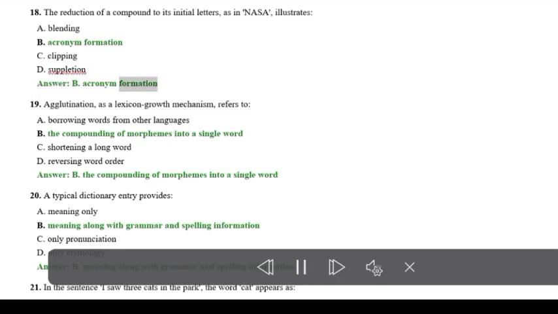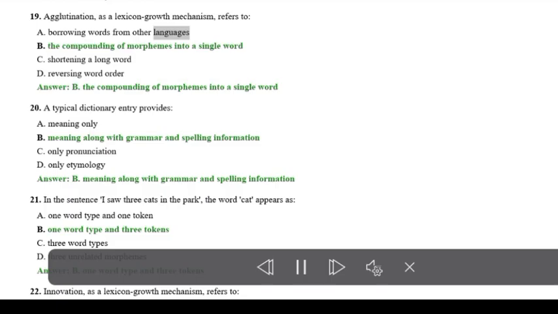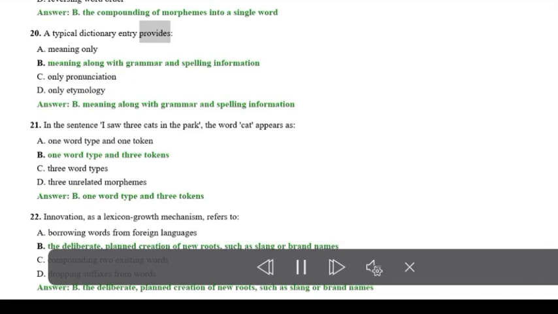Acronym formation. 19. Agglutination, as a lexicon growth mechanism, refers to A. Borrowing words from other languages. B. The compounding of morphemes into a single word. C. Shortening a long word. D. Reversing word order. Answer: B. The compounding of morphemes into a single word. 20. A typical dictionary entry provides A. Meaning only. B. Meaning along with grammar and spelling information. C. Only pronunciation. D. Only etymology. Answer: B. Meaning along with grammar and spelling information.